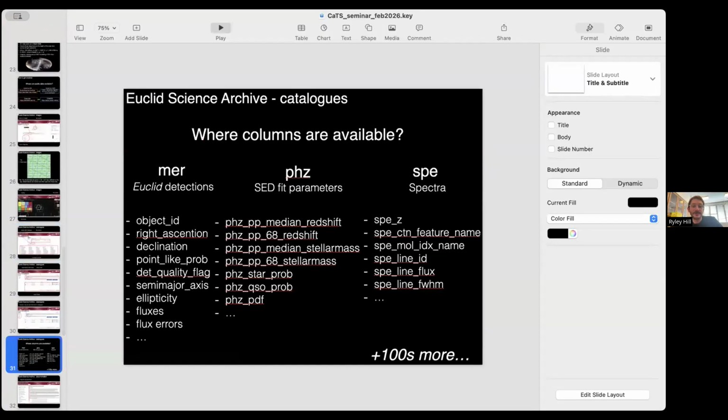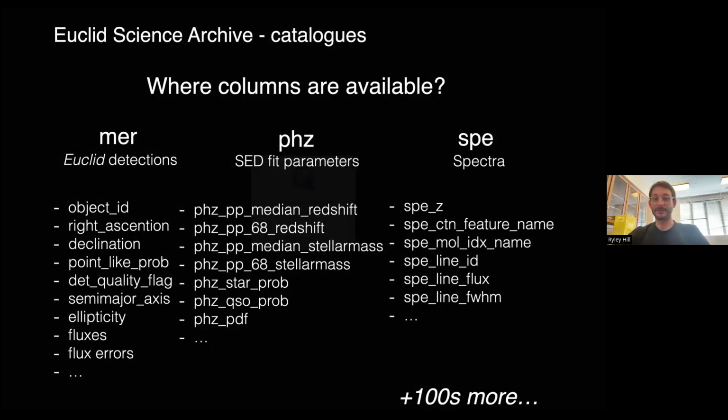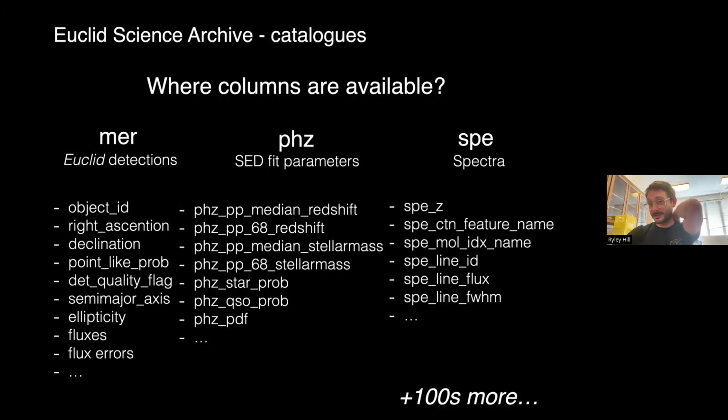slides here. Okay, so like I said, there's lots and lots of information in these catalogs, let alone the images themselves. In the MER catalog, I've just pointed out a few. You probably want to know right ascension, declination. Object ID is found in every single catalog: every object that comes from Source Extractor gets an object ID, and it's the same in all the catalogs. So you can always cross-match between different catalogs using the object ID.